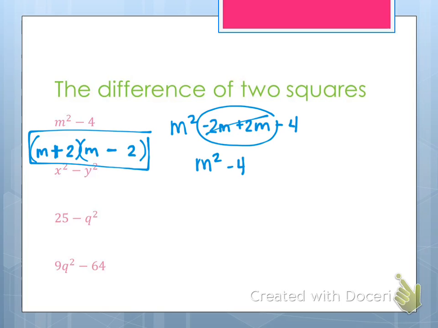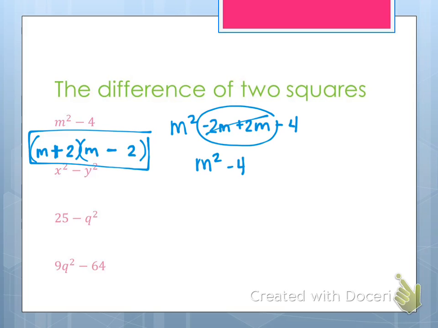What a lot of people want to do is they see m squared minus 4, so they think both of these need to be negative, which is totally incorrect. That middle term will not cancel out if they are both negative. So that's why one's got to be plus and one's got to be minus. Okay? Let's look at this next problem.